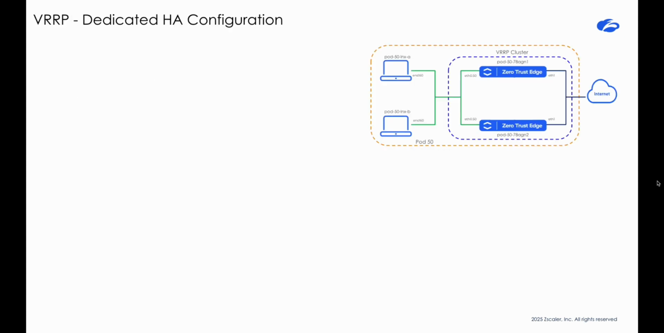So let's walk through the dedicated HA configuration for VRRP. We have our two endpoints, Linux A and Linux B, connected to the LAN side of the pair of device segmentation gateways forming the VRRP cluster. We have a site named Pod 50 with two gateways. Currently, as you can see, AGN1 gateway is active while the other gateway is standby.